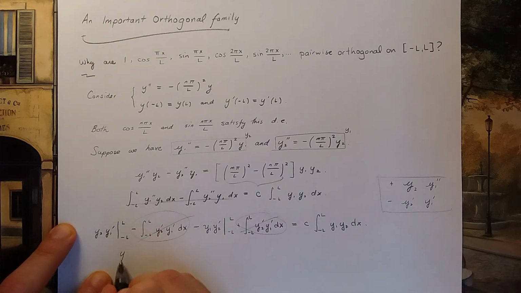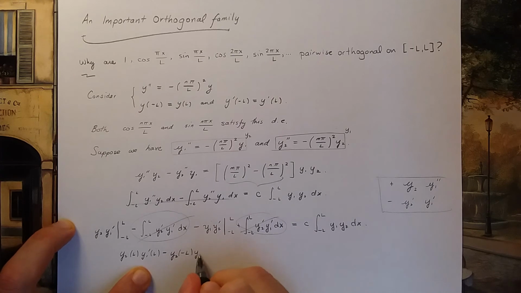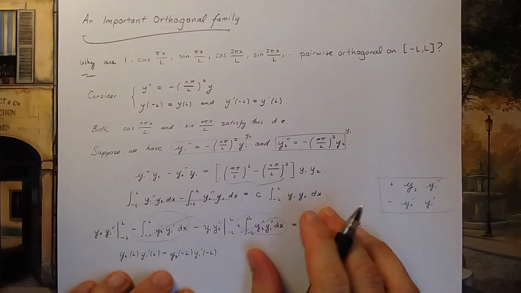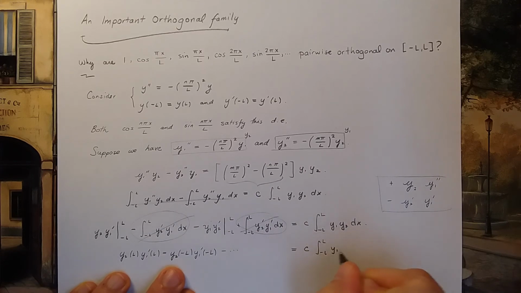And then furthermore, when I plug in the conditions at negative L to L, here, let's see. This part would be y2 at L, y1 prime at L, minus y2 at negative L, y1 prime at negative L, and I get a similar expression here. I don't think I'm going to write that down, but that's all equal to a constant times the integral from negative L to L of y1 y2 dx.